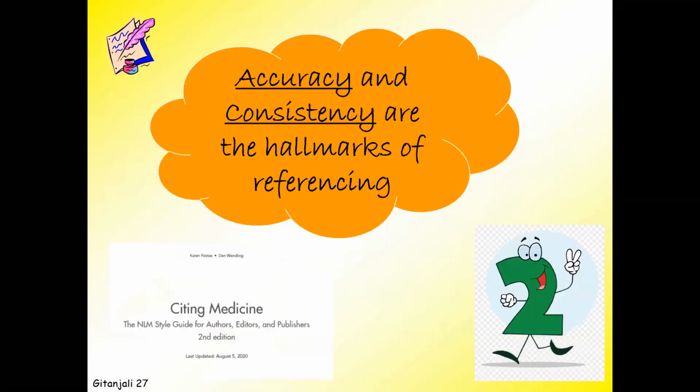As I said, consistency and accuracy are the hallmarks of referencing. You can download Citing Medicine, which is an NLM style guide for authors and editors. It was updated on August 5th, 2020. Just search for Citing Medicine NLM style guide. It's about 13.5 MB, I think. It's a PDF, you can download it. It's free, and use it for your referencing.